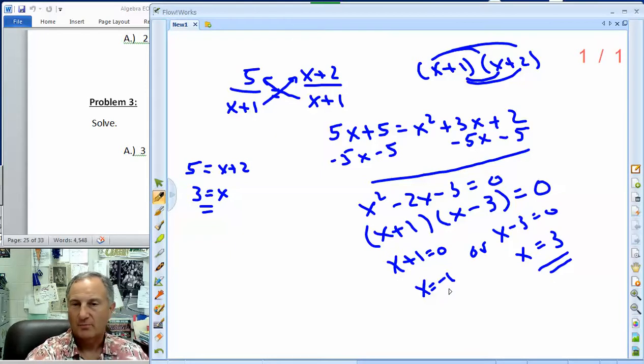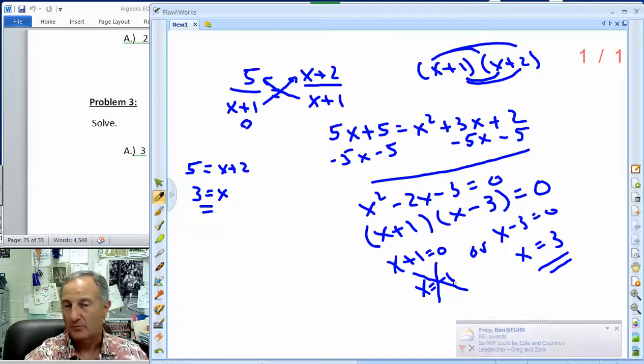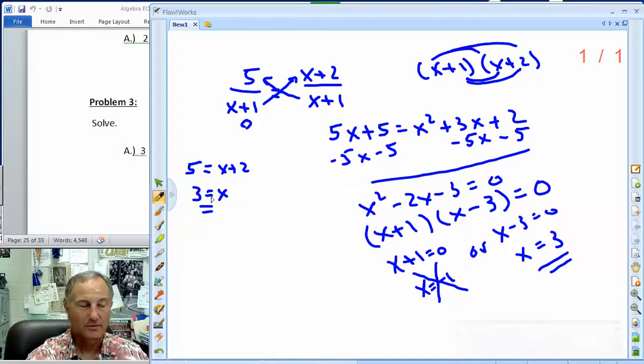When you plug these back in, can you put negative 1 back in for x? The answer here is no, because negative 1 plus 1 gives me 0, and I can't have 0 in the denominator. So this is what we call an extraneous solution. We did it correctly, but it doesn't fit back into our problem. So there's our x equals 3 that works. Boom, it's the same thing we got over here.